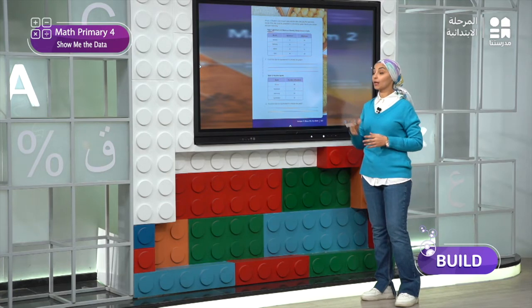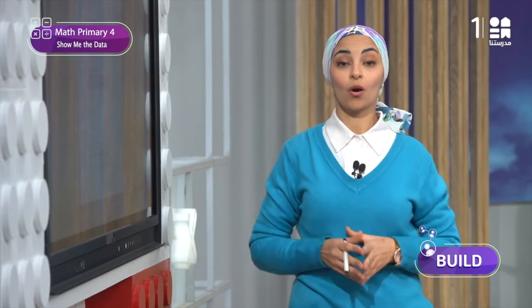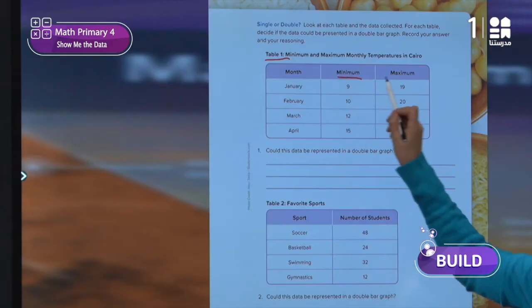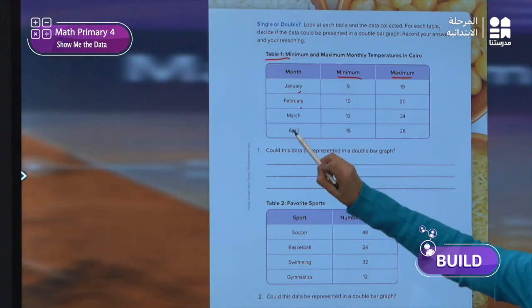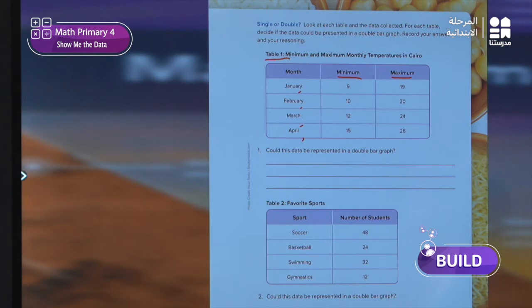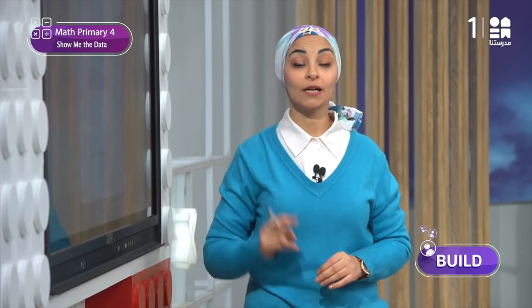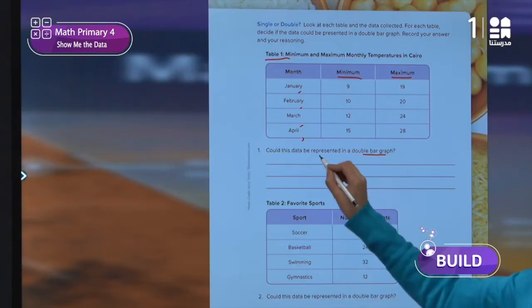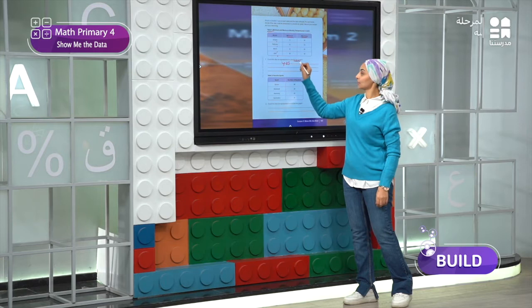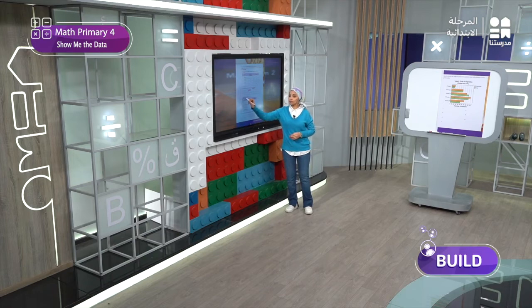Table number 1 here. حد ملاحظ إن الداتا are divided into 2 sets related to each other. The data compare المينيمم والماكسيمم temperatures in Cairo for 4 months في جانوري وفبراير ومارش وابريل. اوكي، يبقى هنا لازم استخدم ايه؟ single bar graph ولا double bar graph؟ Yes, I can use here the double bar graph. Okay, so could this data be represented in a double bar graph? I will say yes, it can be represented in a double bar graph. اوكي، طيب تعالوا نشوف بقى in table 2.